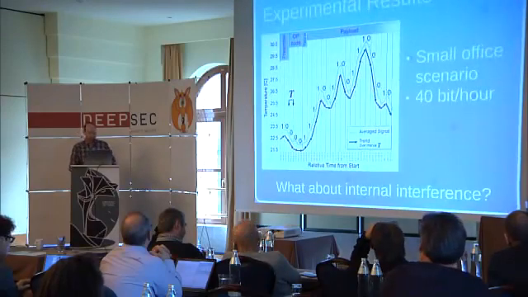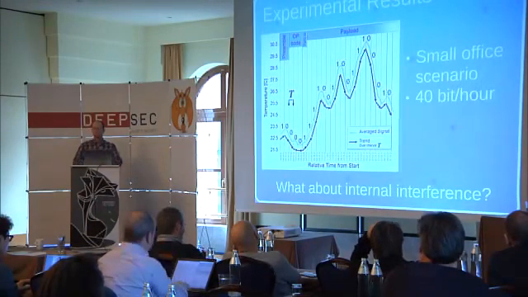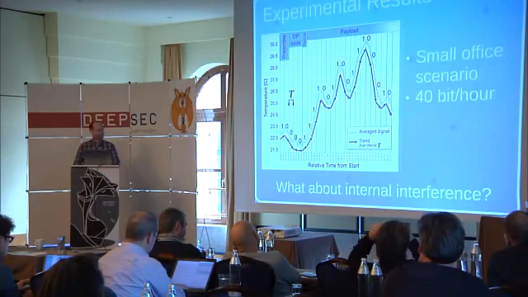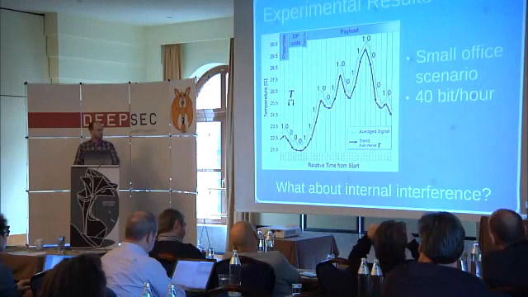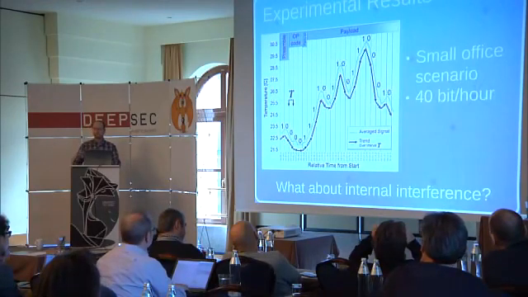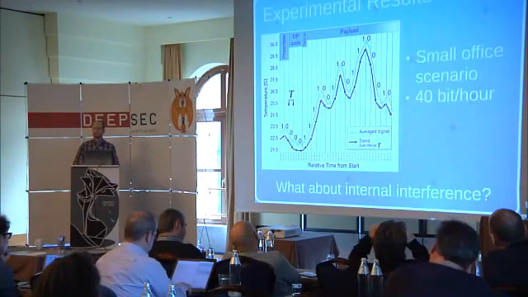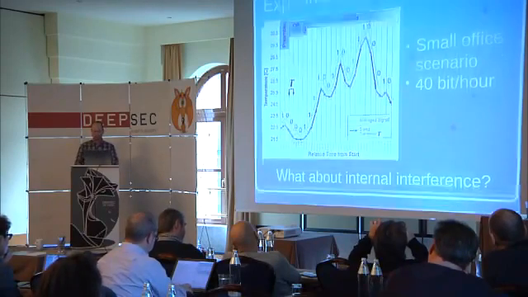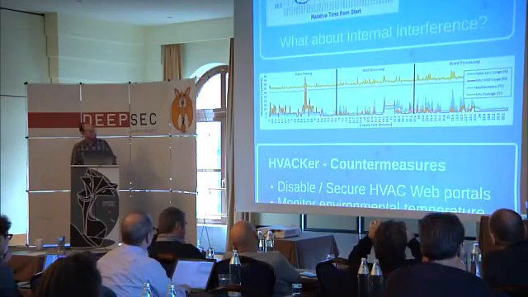In experimental results, we got about 40 bits per hour in a very small office scenario. We didn't fully test in all sorts of different scenarios, or all different kinds of HVAC systems. It was a very simple test to show the feasibility. The main question I think we can ask here is, what about the internal interference? When somebody starts using the computer, the CPU starts getting hotter, and it could affect the thermal sensors within the motherboard. So we did just a quick analysis.